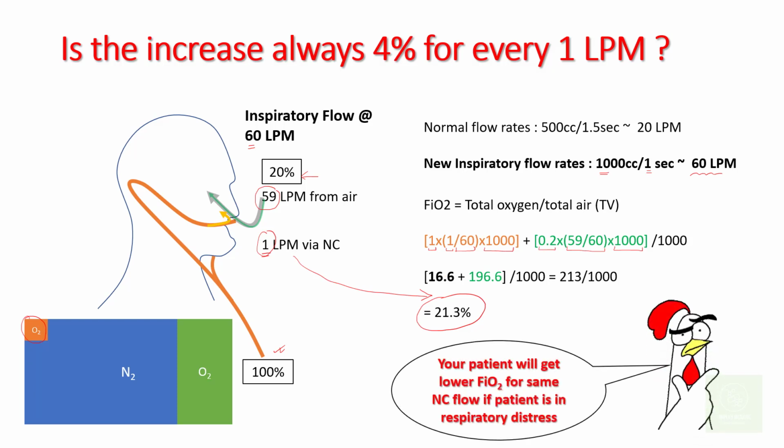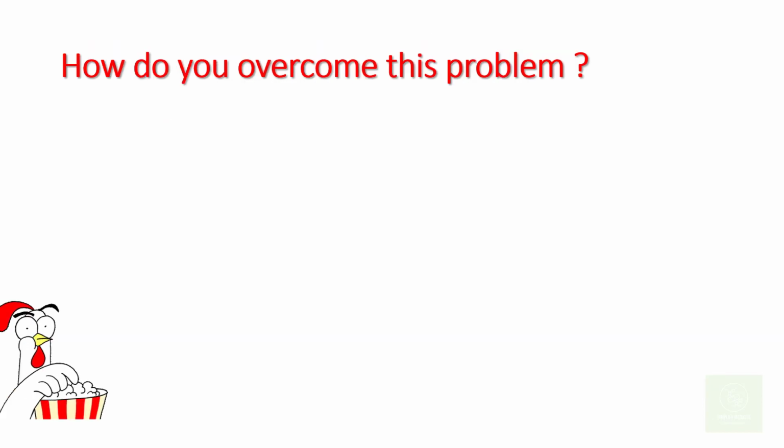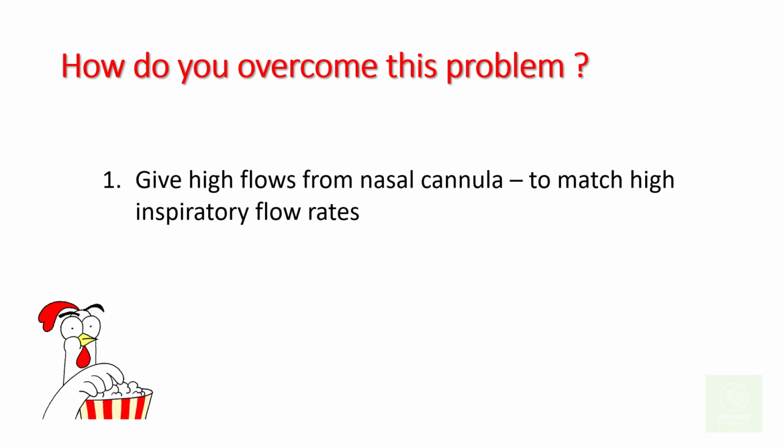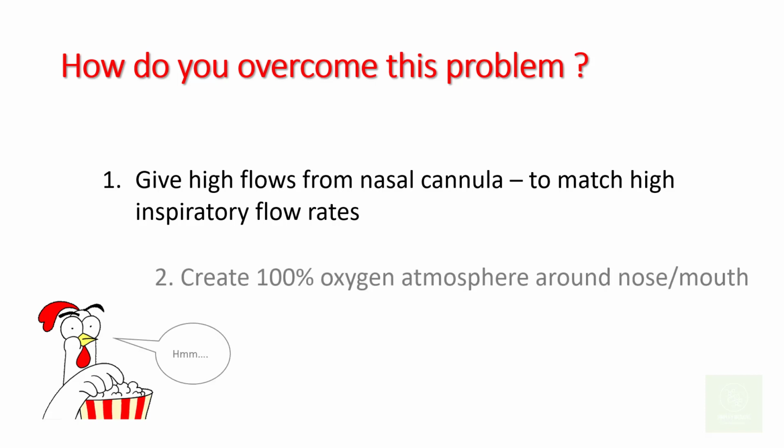Understand that your patient will get lower FiO2 for the same nasal cannula flow if the patient is in respiratory distress, or in other words, his inspiratory flow rates are pretty high. So it's very important to look at this factor when you are giving oxygen to them. So how do you overcome this problem? Well, you can overcome by 2 ways. You can give them high flows from nasal cannula to match their inspiratory flow rate, which happens with high flow cannulas. Secondly, you can create 100% oxygen atmosphere around the nose and mouth.